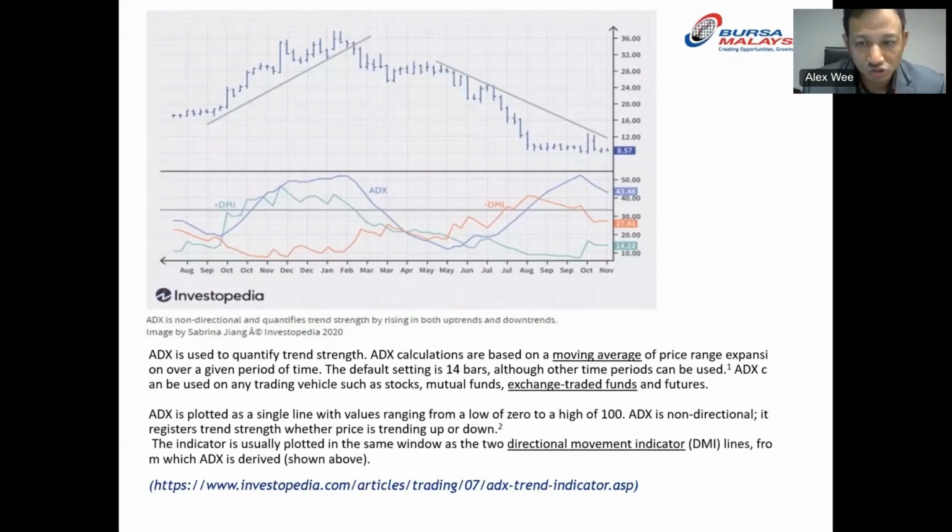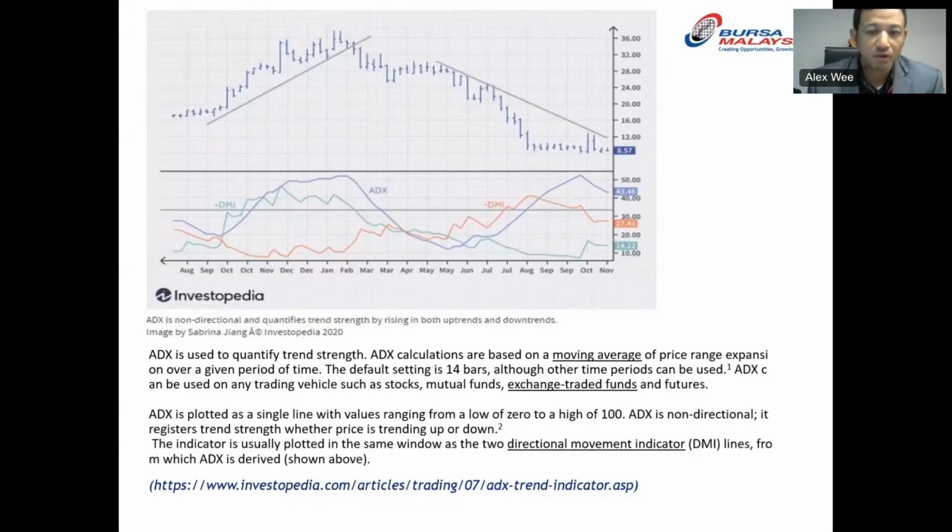So if the trend is strong, you can see the ADX is plotted as a single line from 0 to 100, normally around 30. You can see when ADX crosses above 30, it means the trend is strong. But it's non-directional. It just tells you the strength of trend. It doesn't tell you it's uptrend or downtrend. It just tells you whether the trend is strong or not strong.